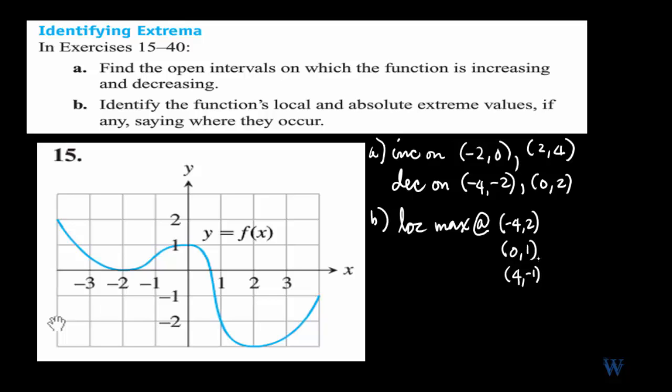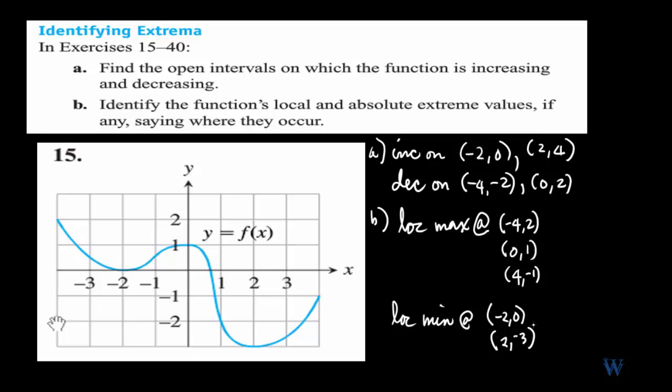Okay, and then local min, occurring where? You've got a local min right here and right here. So you have two local mins. It's at (-2, 0) and also (2, -3), right? When x equals 2, y is equal to -3.